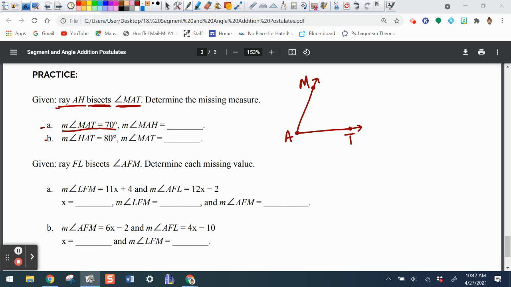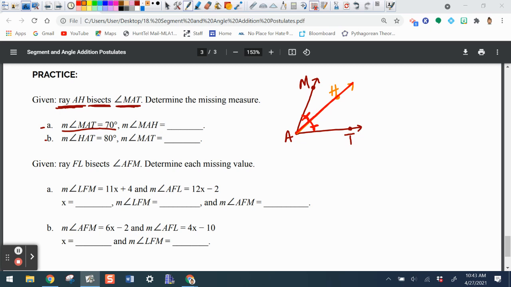But when they tell us that ray HX bisects the measure of angle MAT, then H, this point on the interior of angle MAT, has to be in a very specific location so that when this ray passes through H, the measure of angle MAH is congruent to the measure of angle HAT. That's what bisect means, so divided into two congruent parts. So ray AH is bisecting angle MAT into two congruent parts. So let's keep that in mind as we look at item A.